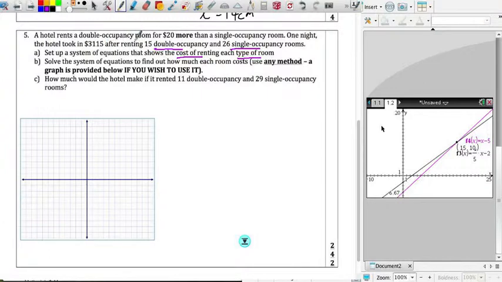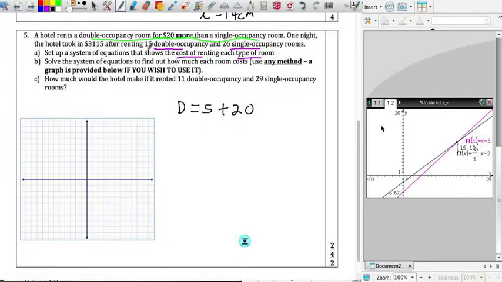And so key information, a double occupancy room is $20 more than a single occupancy. And so what that means is we can say double occupancy is equal to single occupancy rate plus 20. And so the double occupancy is 20 more than the single.